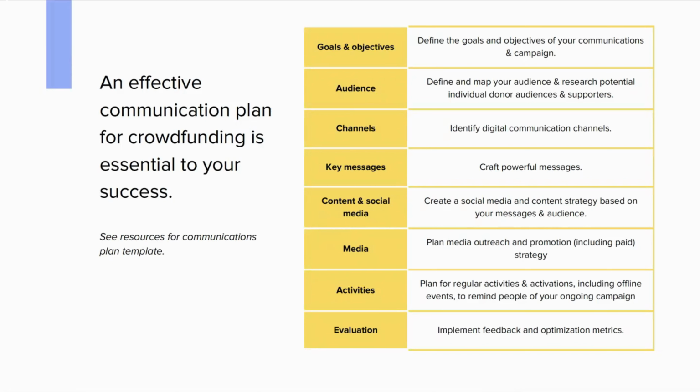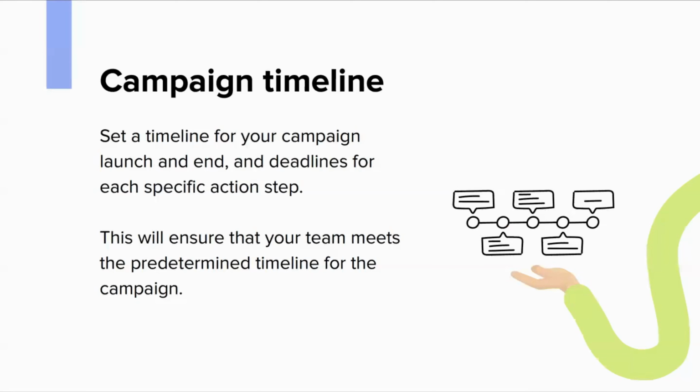This means that you might also have paid media or social media ads throughout the campaign. Plan your activities. You may decide to also include offline events and various online activations to keep people interested in your campaign along the campaign cycle. And finally, evaluation. Make sure to implement feedback to optimize your campaign as you go along. Additionally, you should also set tasks and define roles and responsibilities for each task. Set a timeline for your campaign launch and end, and deadlines for each specific action step. This will ensure that you and your team will be able to effectively prepare and plan your campaign.